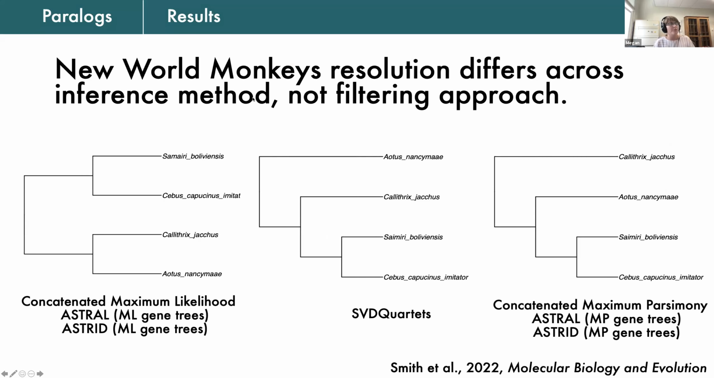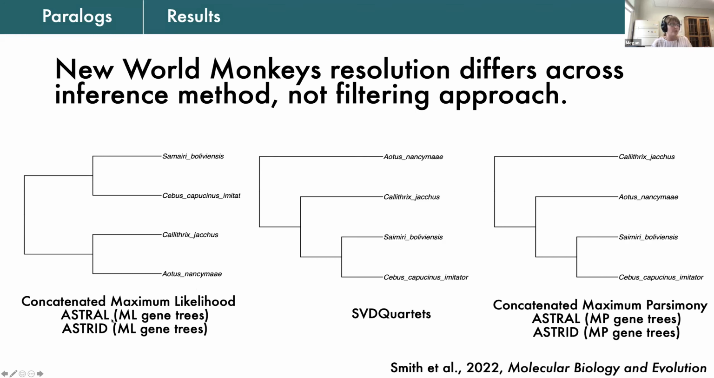And that node involved the resolution of the New World monkeys. And we actually found that that differed across inference method, not filtering approach. And so what I mean is that when we used concatenated maximum likelihood, it didn't matter whether we used only single copy genes or a branch cutting approach, we inferred the exact same tree.